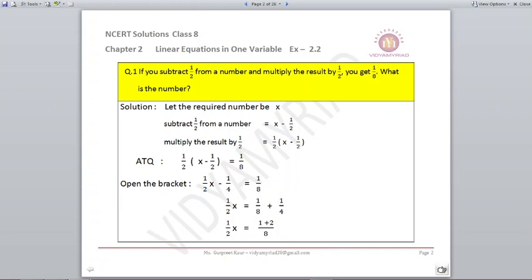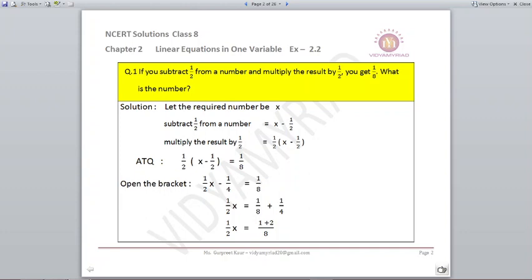If you subtract half from a number and multiply the result by half, you get 1/8. What is the number? We don't know the number here in the question. So what we are going to do? Let that required number be x. We are assuming it as x. Now as per the question, we will follow the steps. They are saying that you subtract half from a number. Now what is the number? X. So what is the situation now? X minus half.